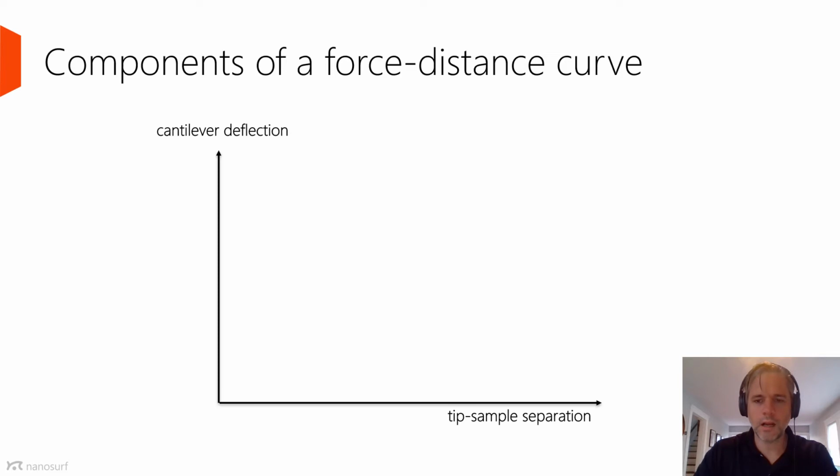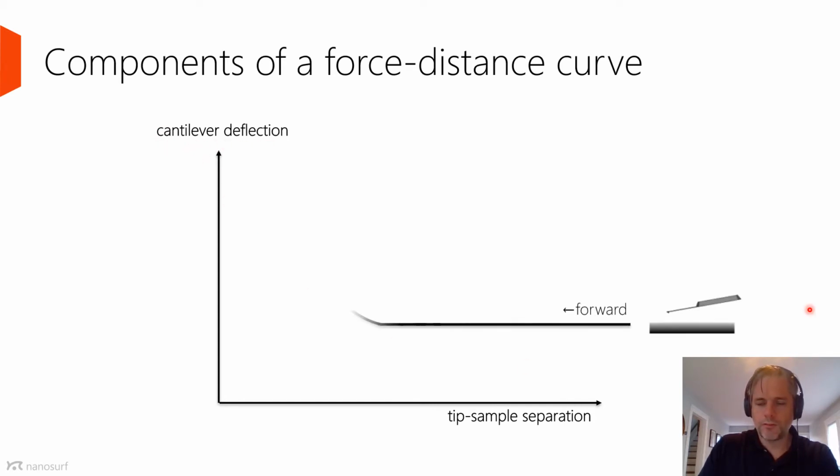So let's take a look at how this looks from a signals point of view. Here I have the axes of a graph. On the x-axis, I have the tip-sample separation. This is the distance above the sample or into the sample that we are. On the y-axis, we have cantilever deflection. And remember, this is the force on the cantilever. As we start far away from the surface, we approach the surface. At one point, we start to interact with the surface, so we make contact. And then as we push further into the surface, the force on the cantilever increases.